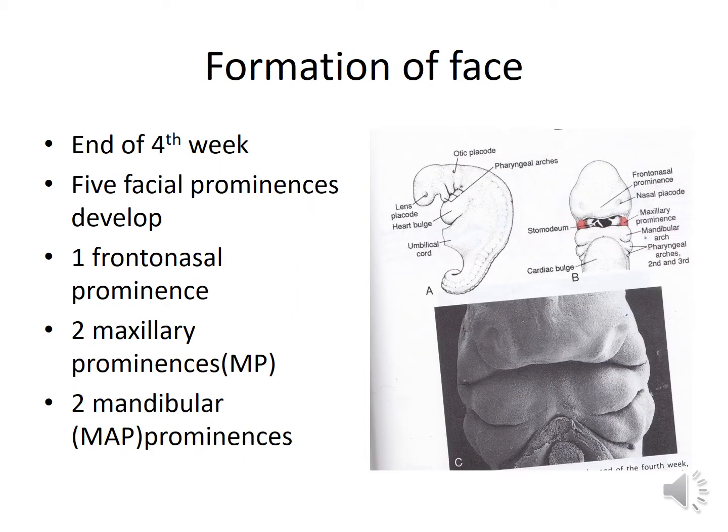So the formation of face begins with five facial prominences. One is frontonasal prominence and two maxillary and two mandibular prominences. They are the paired ones, whereas the frontonasal is unpaired. This begins at the end of the fourth week.